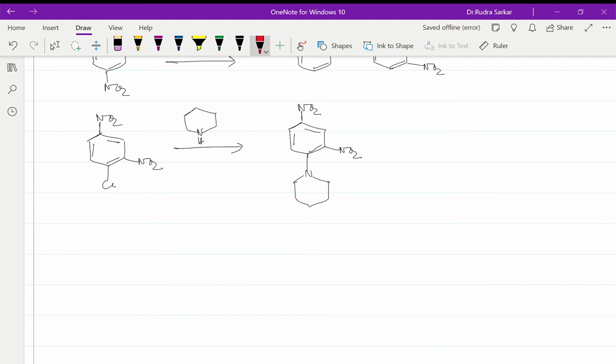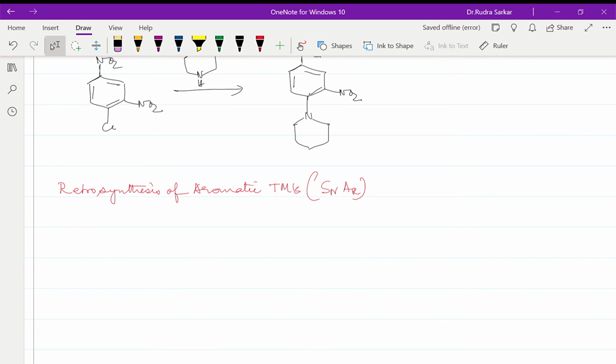Going forward, we will now be discussing the retrosynthesis of aromatic target molecules, keeping in mind the synthetic strategies of substitution, the aromatic nucleophilic substitution reaction.